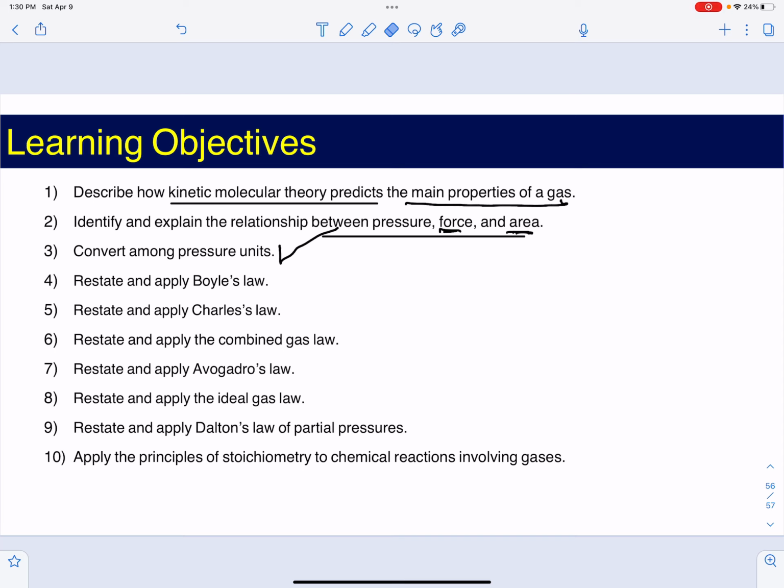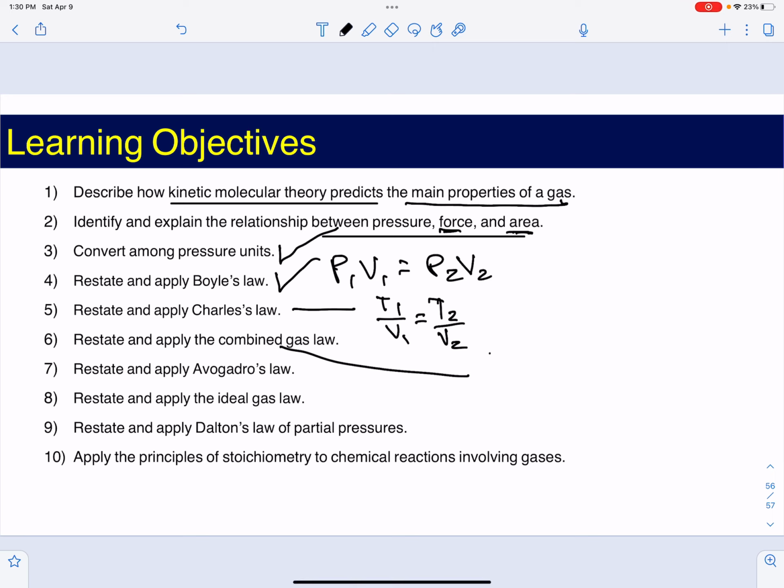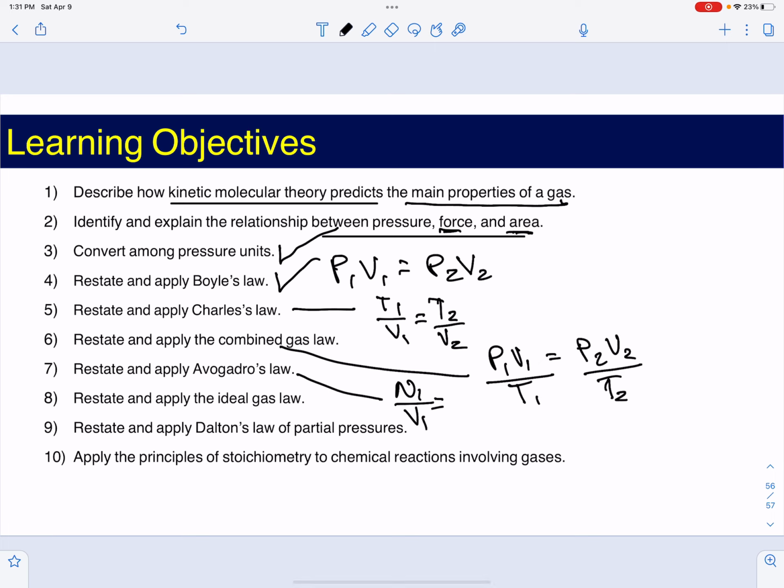And with that, we saw how there are several different laws, like Boyle's law, P1V1 equals P2V2, where the pressure is inversely proportional to the volume. We saw Charles's law, V1 over T1 equals V2 over T2. We saw the combined gas law, which combined those two, Boyle's law and Charles's law. We also saw Avogadro's law, where the number of moles is directly proportional to the volume of the gas.